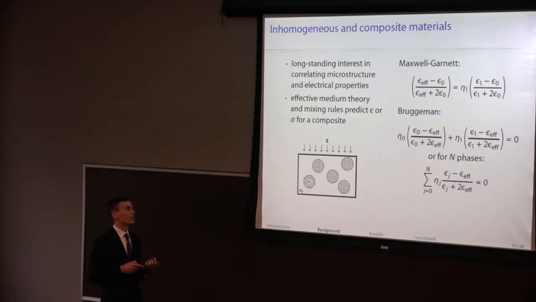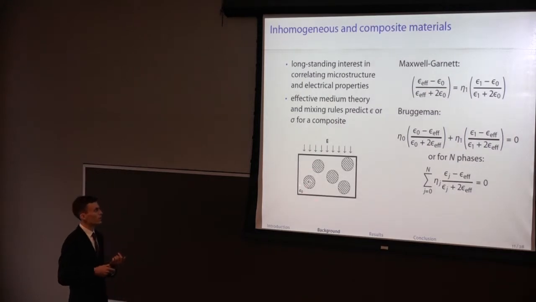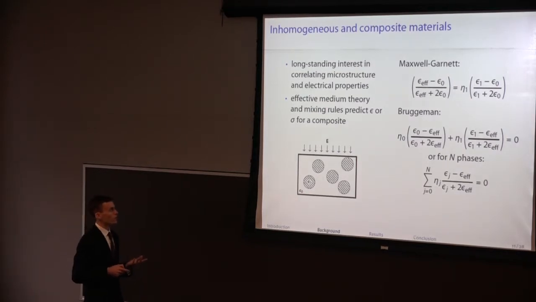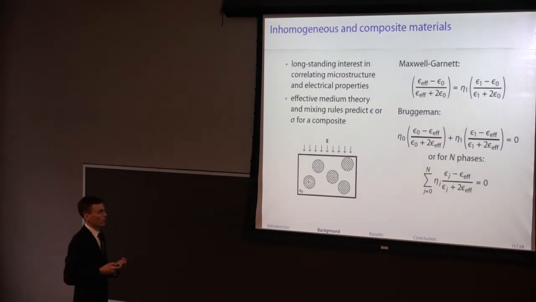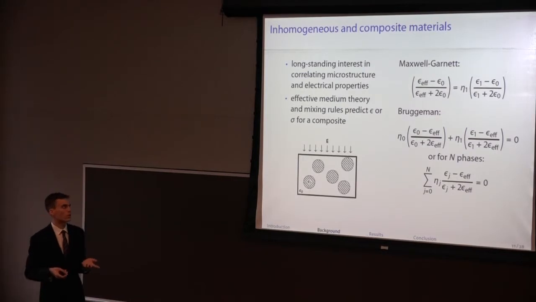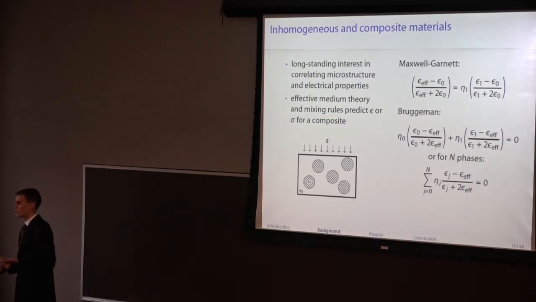an effective permittivity to constituent permittivities for a composite material, in this case for spherical inclusions inside a background material. And this eta here is just the volume fraction of the inclusions with respect to the host. And also this well-known Bruggeman formula, notably symmetric. It doesn't actually care which material is the host and which one is the inclusion. So there's this method of homogenization and averaging to model your material.